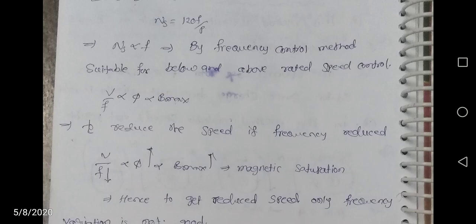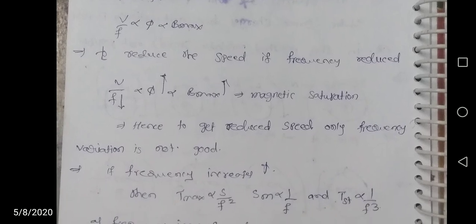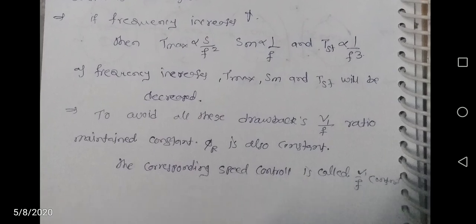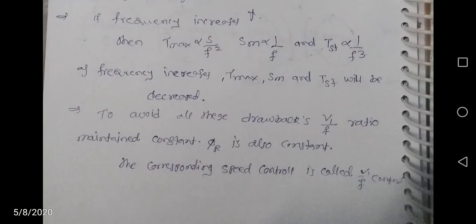So decrease the voltage and frequency together so that the flux will be constant in the machine. When flux is maintained constant, the V1 by F1 ratio reduction is constant. By that method we get a decreased speed in the induction machine.